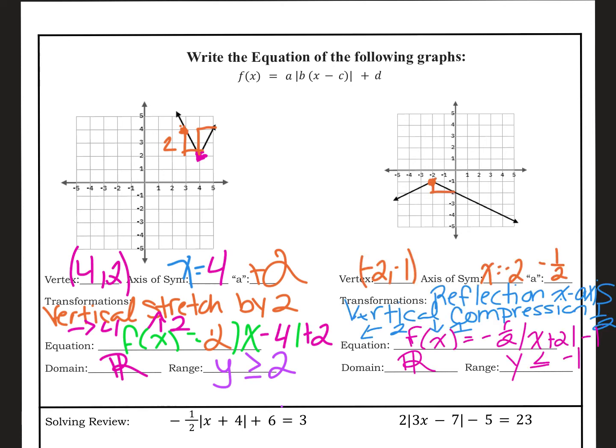Okay, so here's what you should have had. Your vertex is (-2, -1). Because our graph is compressed, we know that our a value is going to be a fraction. And because it's opening down, we know it's going to be negative because it's reflecting over the x-axis. It is then shifted to the left 2 and down 1. I put that together to get our equation. Again, our domain is all real numbers, and we have our range.